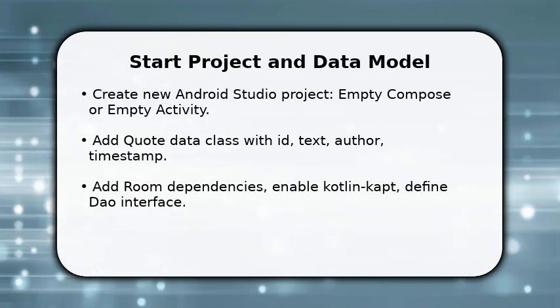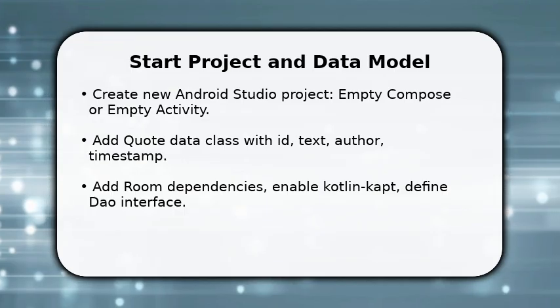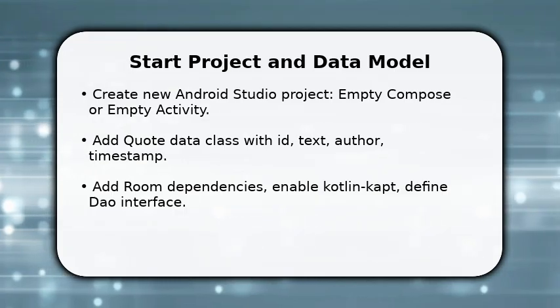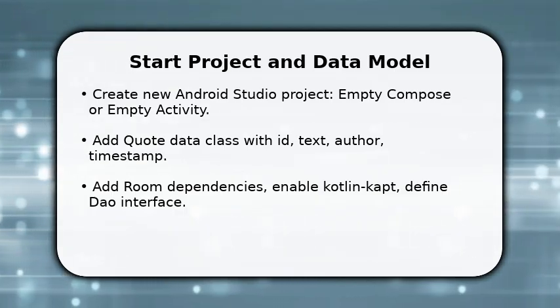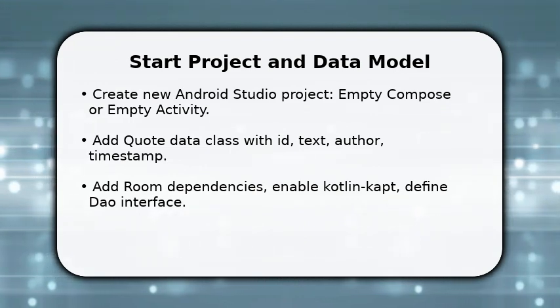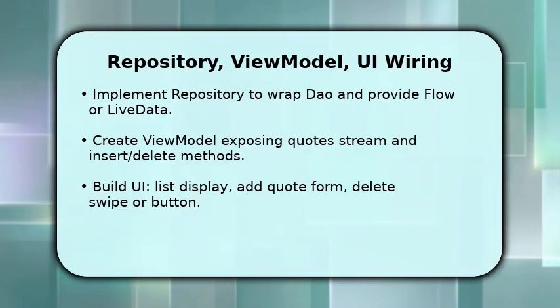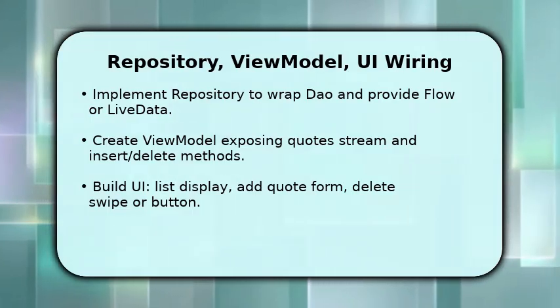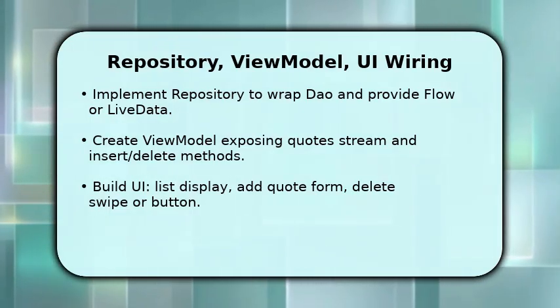Define a minimal DAO with insert, delete, and get all. This setup ensures your app has a stable model and storage layer. Once done, you'll be ready to wire UI and repository code. Now implement a repository that wraps the DAO and exposes a Flow or LiveData so the UI reacts to changes.